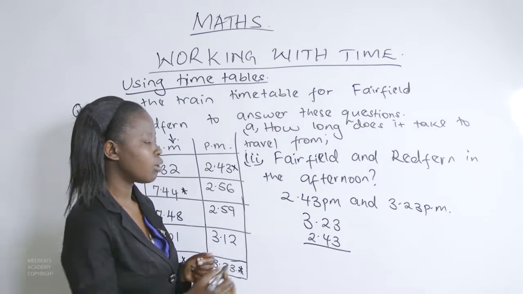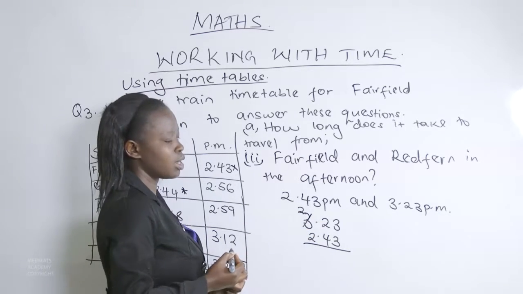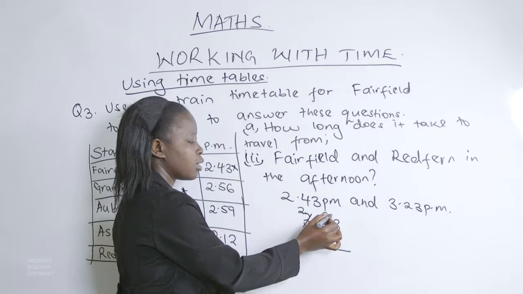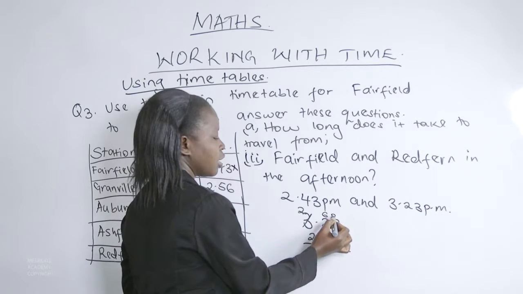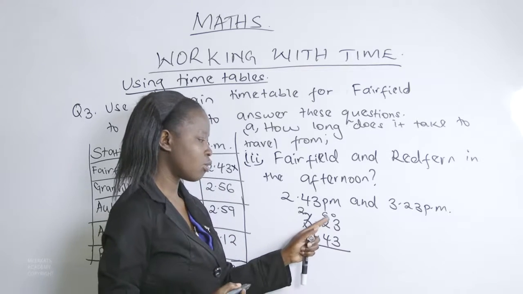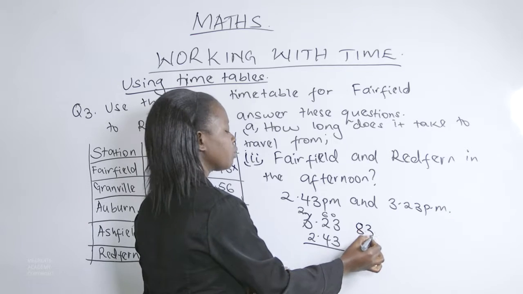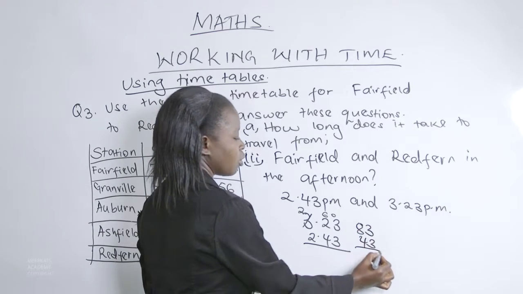So that means I borrow 1 hour from the 3 to remain with 2 hours. So 1 hour is an equivalent of 60 minutes. So I have 83. 60 plus 23, it will give us 83. So we have 83 minus 43. So 83 minus 43, what do we have?